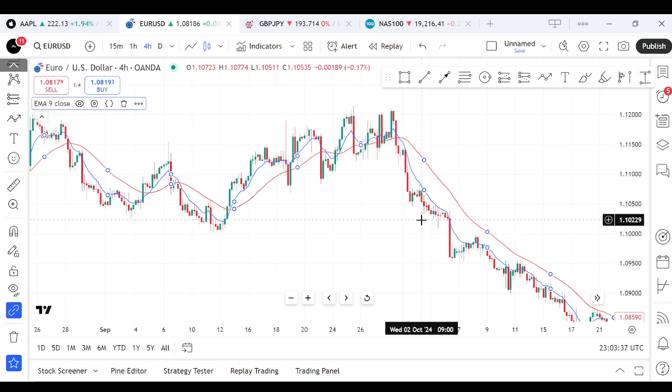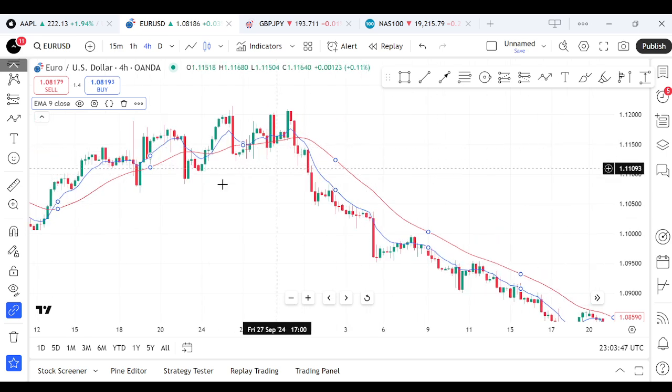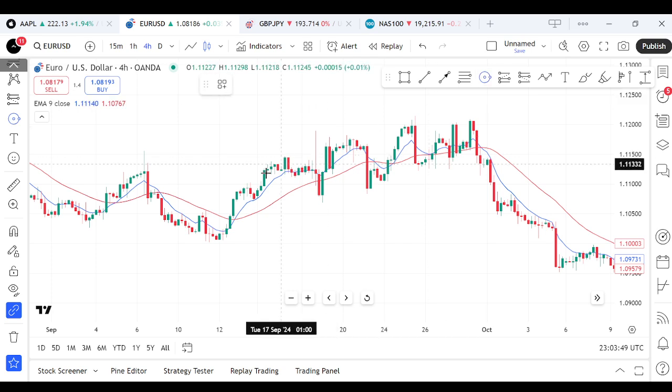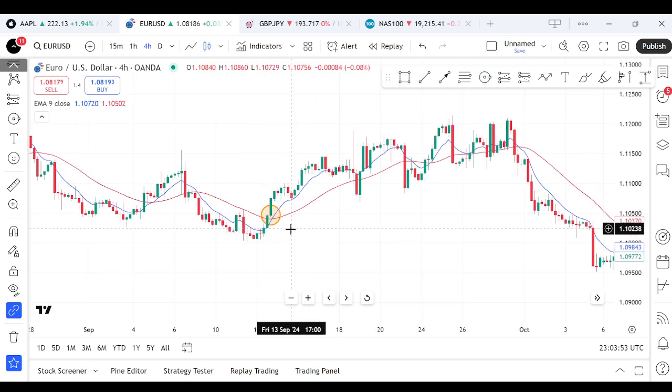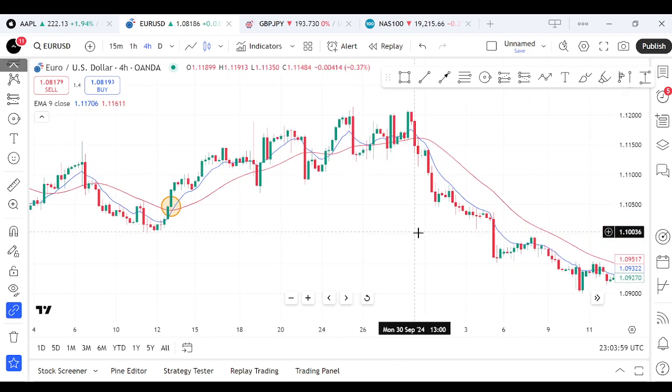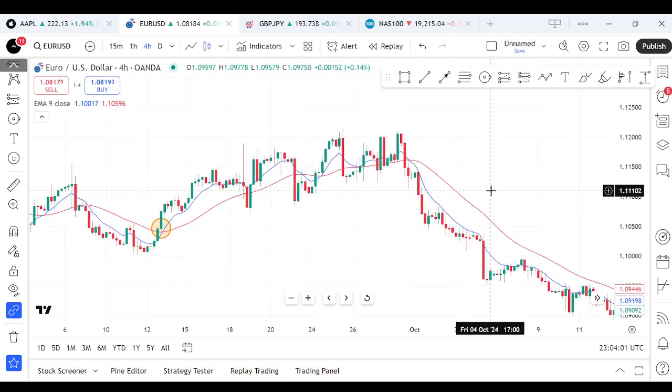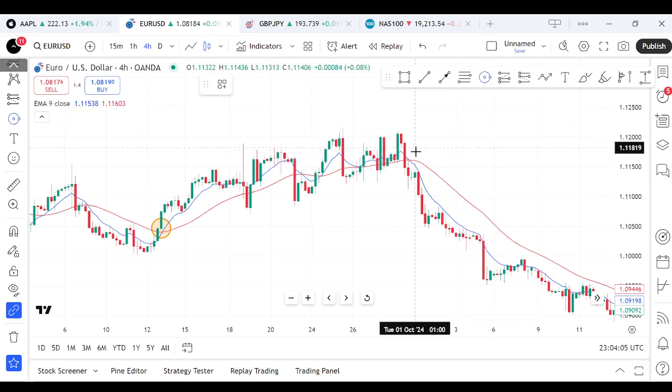These two lines will help you identify the direction of the trend. When the shorter term EMA crosses above the long term EMA, it signals that the market is trending upward, and this is often referred to as a bullish crossover. We have that happening right here. On the other hand, when the short term EMA crosses below the long term EMA, it signals a bearish crossover, which could suggest a selling opportunity. These crossovers are key moments to watch out for in your trading.